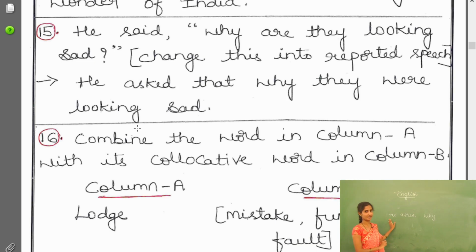And here you can write how he asked. I will use "he asked that why". Right after why, what should come? The subject. Because here the question will be converted into a statement. In a question, right after the WH word, you have to use the helping verb. In a statement, after the WH word, you use the subject. So "why they are" will become "why they were looking sad". At last you have to put a full stop there.